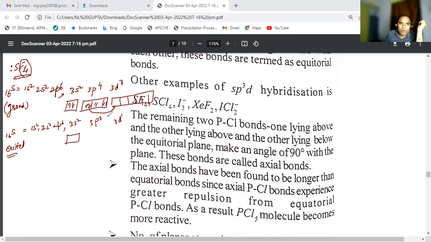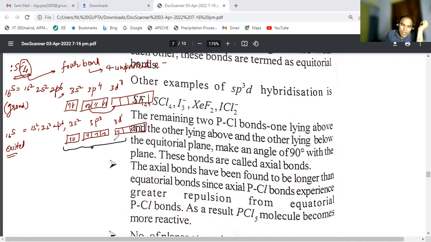Four fluorine means 4 bonds, and 4 bonds means 4 unpaired electrons, not more than that. So 4 unpaired electrons are required. Here there are 2 electrons in the s orbital, that is no problem, because we need the 4 unpaired electrons: 1, 2, 3, and here is 4. It will be quite tough, but you need to understand this one.